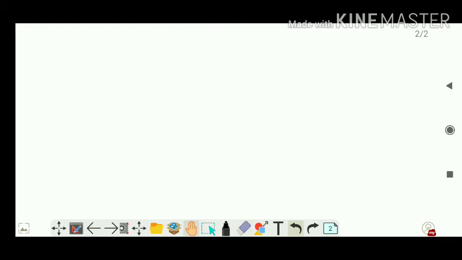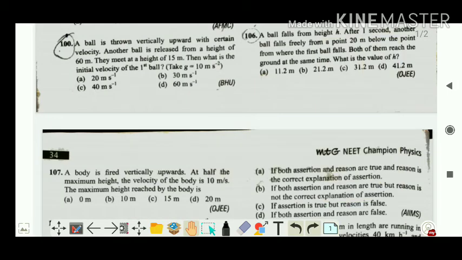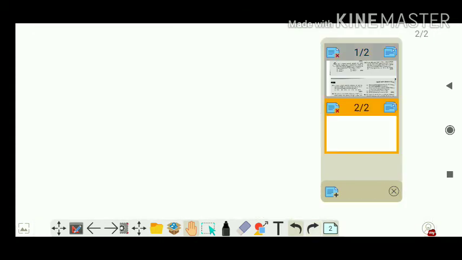Now let's move on to the first problem which I want to cover, the 100th question. A ball is thrown vertically upwards with a certain velocity. Another ball is released from a height of 60 meters. So two balls are there: one is thrown up, the other is dropped. They meet at a height of 15 meters. Then what is the initial velocity of the first ball? That is, you are asked the velocity of the ball which was thrown up.